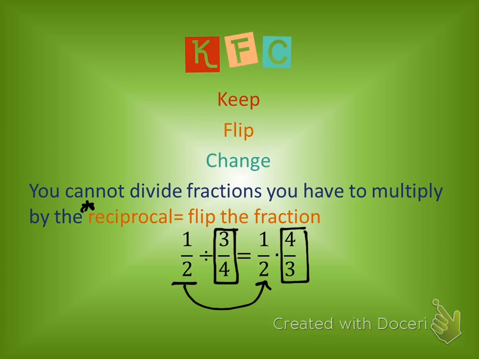So we kept our first fraction, we flip our second fraction, and then we change from division to multiplication. Once I do that, I can solve because now I have a multiplication problem. I'm no longer dividing by fractions. Time to multiply. Can I simplify these fractions before I multiply? Yes. 2 goes into 2 one time. 2 goes into 4 two times. Then I multiply straight across. 1 times 2 is 2. 1 times 3 is 3. And this is my answer.